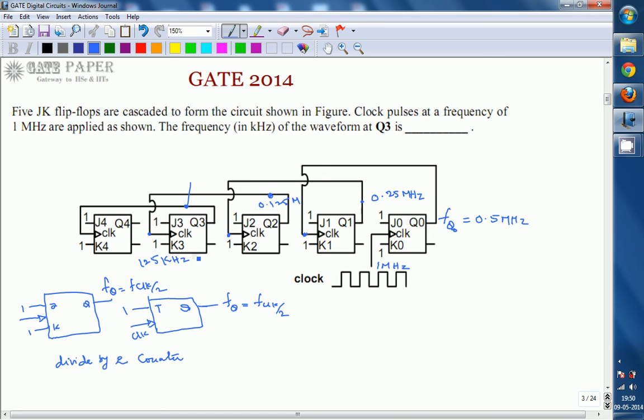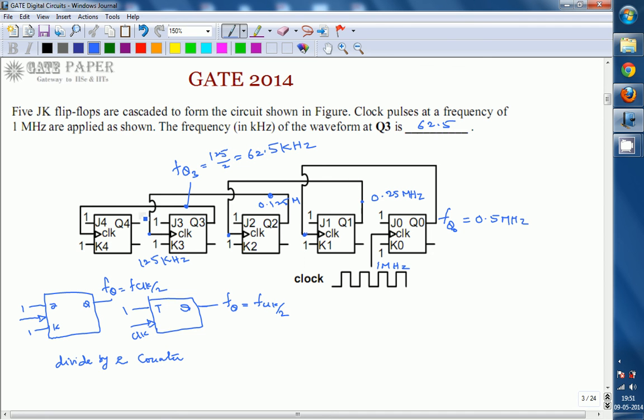Now Q2 is connected as the clock for Q3. So the clock frequency is the same as the Q2 frequency, that is 125 kHz is the clock frequency for the Q3 flip-flop. For that flip-flop, J and K are at logic 1, so the output frequency at Q3 is half of the clock frequency. So the frequency at Q3 is half of the input frequency, that is 125 by 2, which is 62.5 kHz. So the frequency of the waveform at Q3 is 62.5 in kHz.